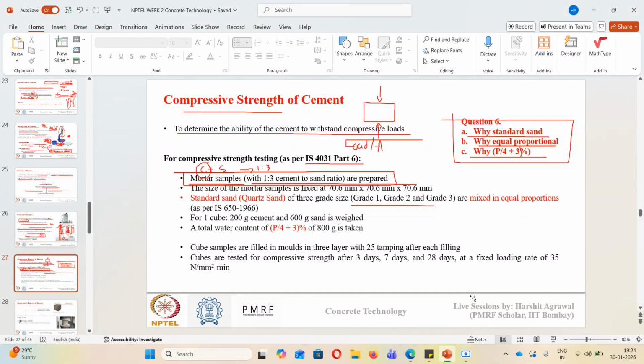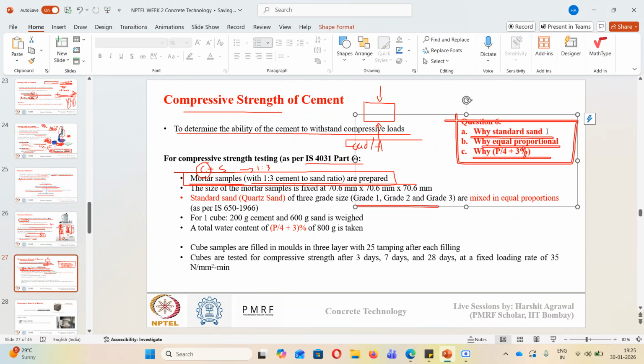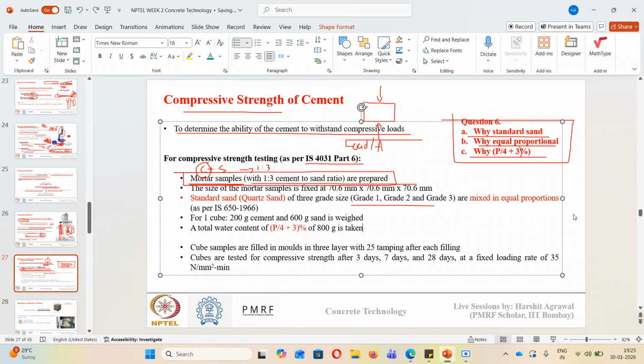Okay, the reason is so that we can ensure that the quality of sand is not affecting the compressive strength value, and only cement is the factor which will affect the strength. That's why code says use a standard sand. Okay, so that the source of my sand doesn't affect the quality, the strength result.